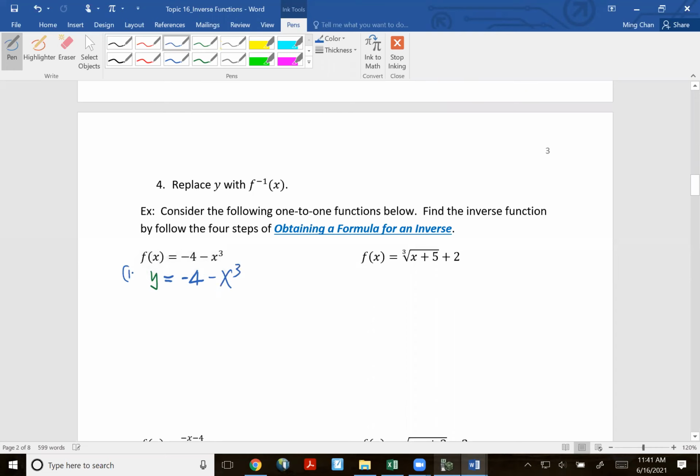Step number two, interchange between the x and y variable. So this y is now going to be x. This x is now become a y. Step number three, solve for y.